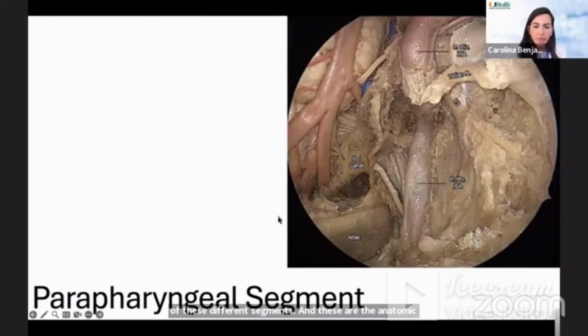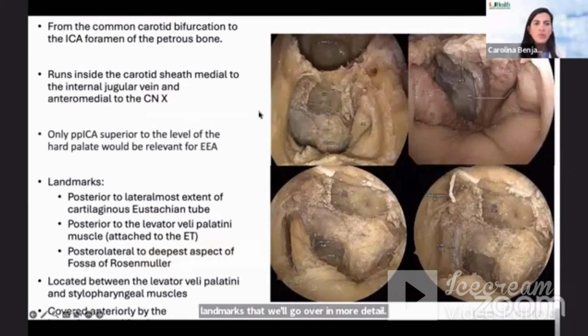So the parapharyngeal carotid artery. Essentially this goes from the common carotid bifurcation to the ICA foramen of the petrous bone. In the neck, it runs inside the carotid sheath, medial to the internal jugular vein and intermedial to cranial nerve 10. But when we're talking about the endoscopic endonasal approach, it's really the parapharyngeal ICA superior to the level of the hard palate that becomes relevant to this approach.